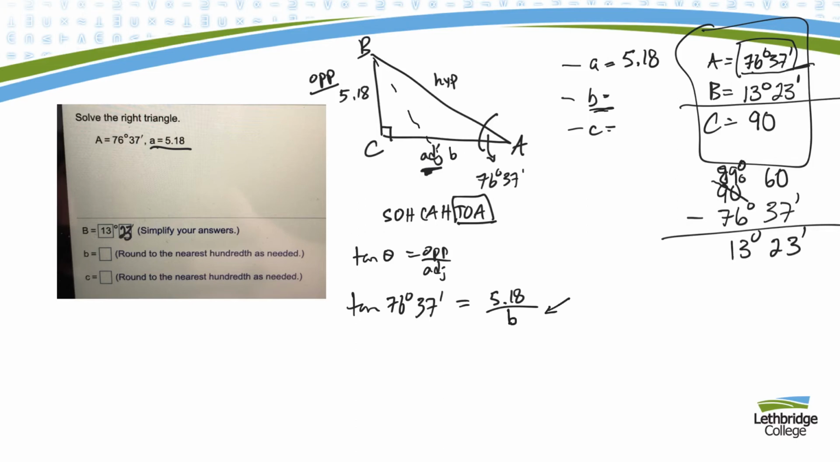Okay, multiply both sides by B, and then divide both sides by the tan of 76 degrees 37 minutes. So I get B is equal to 5.18 divided by the tangent of 76 degrees 37 minutes. Now the problem when you get that in your calculator is if you have a degree minute second button and know how to use it, you could do this. But it's probably easier just to convert that to a decimal degree. To do that, I can take the 37 and divide it by 60. Once I get the answer to that, add my 76, and that'll be my degree measurement.